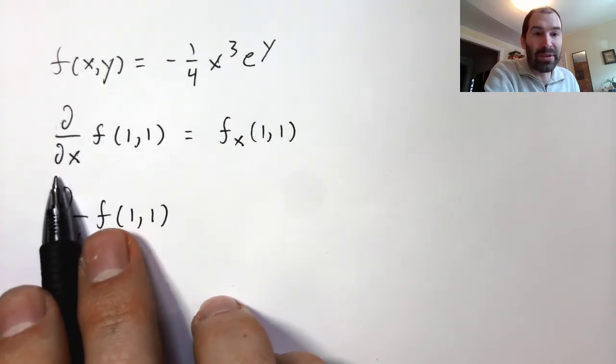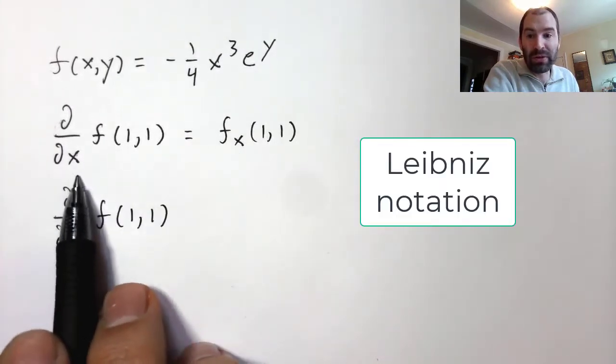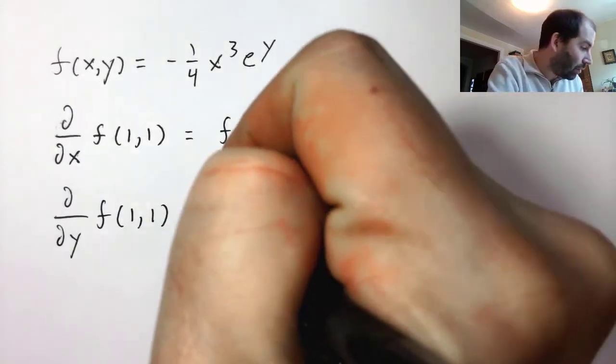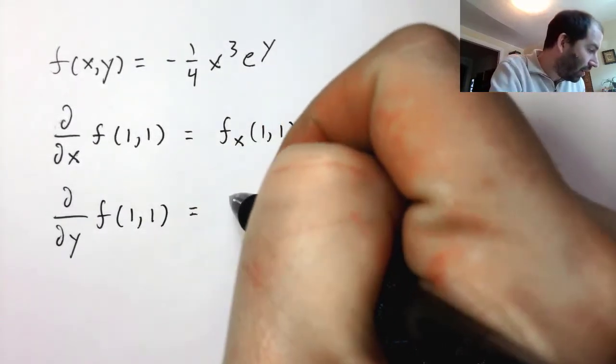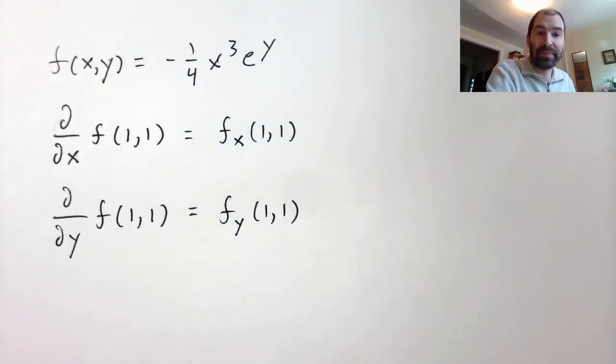This is called Leibniz notation. And so you should know both of these notations. They mean the same thing. And so when we're doing the partial with respect to y, I would just write like this. They mean the same thing.